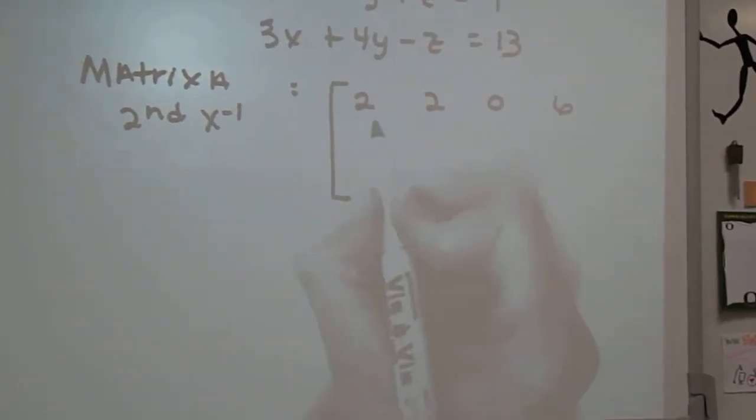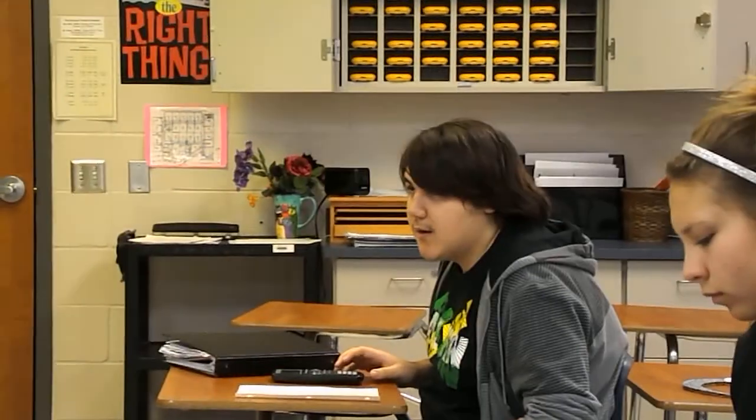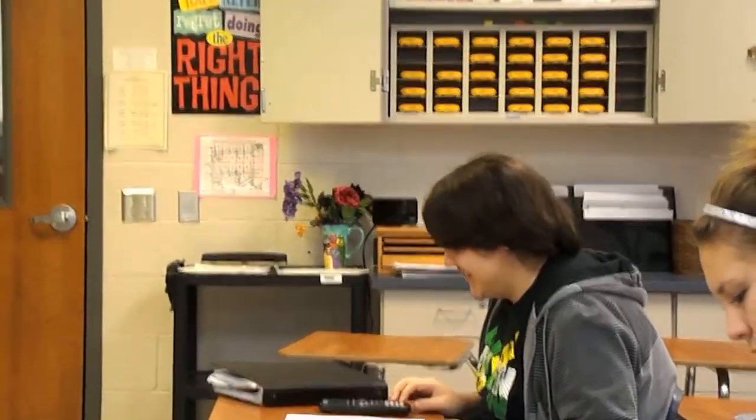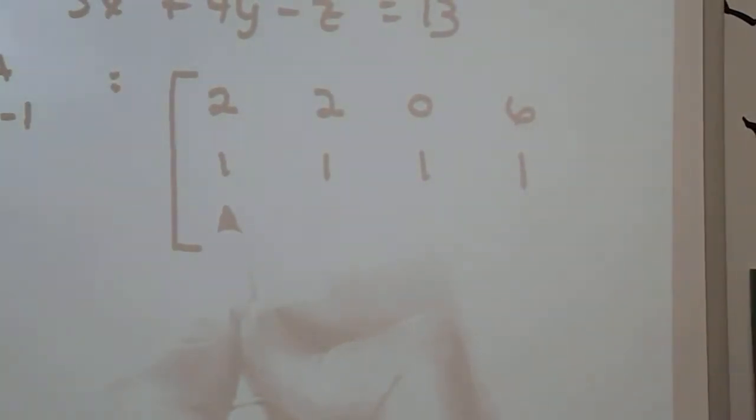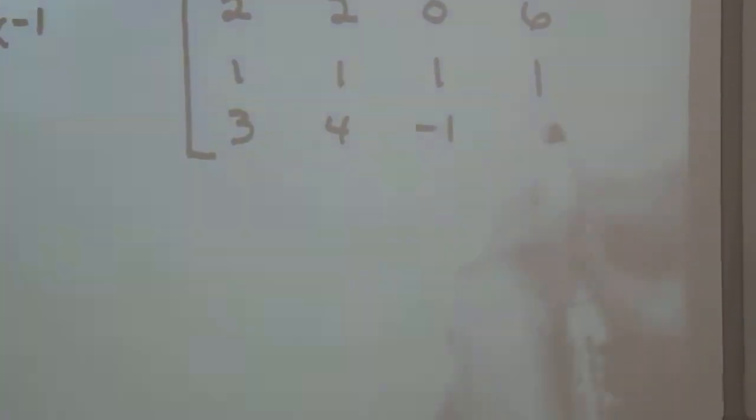All right. Christian, what's the elements for the second row? 1, 1, 1, and 1. It's a boring row. All right, Justin, you get to participate. What are the elements in the third row? 3, 4, -1, and 13.